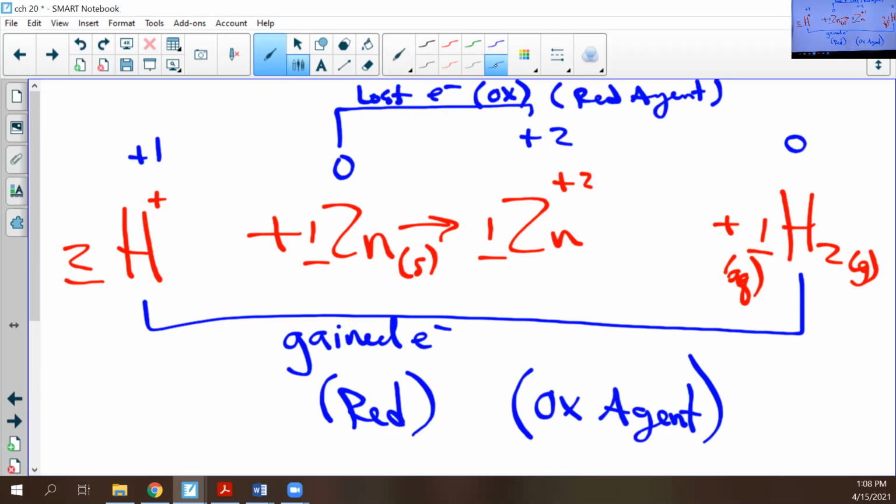Okay. LEO says GER. Good job. Lose electrons oxidized, gain electrons reduced.